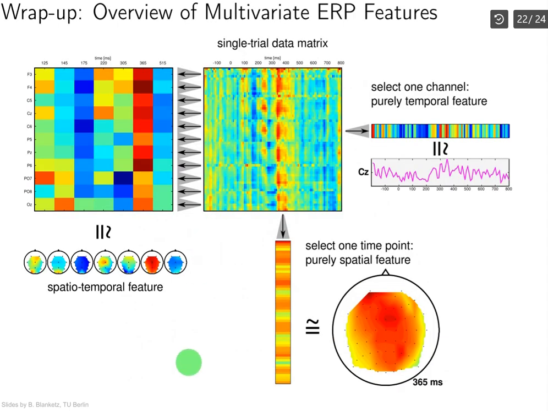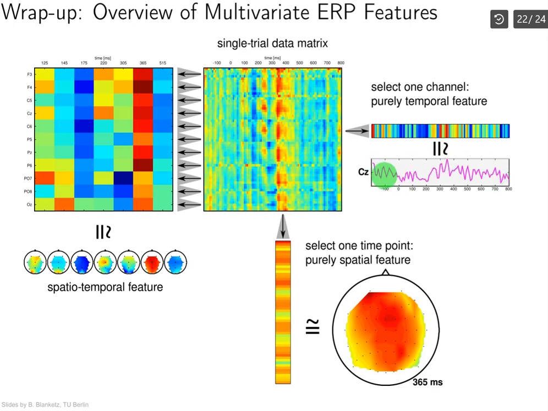Let's wrap up the multivariate ERP feature representation. Here, what we see is the single trial data matrix that represents ERP, with the amplitude values color-coded. The range is from -100 to 800 milliseconds, from the following set of EEG channels. Then we said that if we select one channel, we can represent a pure temporal feature in the following way, or we can also average indexes or a subset of the temporal feature.